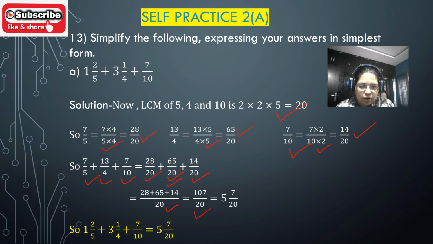And we know a mixed fraction is quotient, remainder divided by divisor. So 107 divided by 20 equals 5 as the quotient, 7 as the remainder divided by the divisor 20. So we get 107 divided by 20 equals 5 and 7 divided by 20. So we get 1 and 2 divided by 5 plus 3 and 1 divided by 4 plus 7 divided by 10 equals 5 and 7 divided by 20. And this is a mixed fraction, which is in the simplest form.